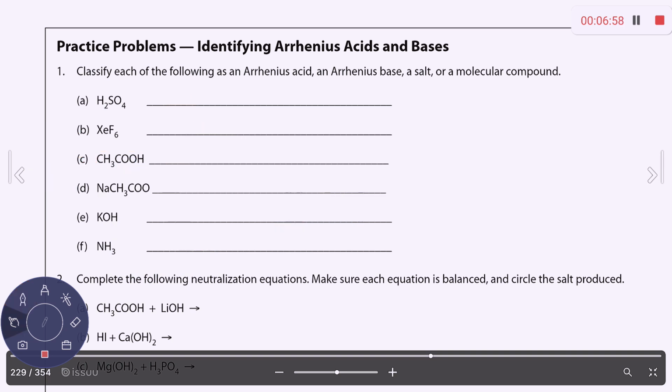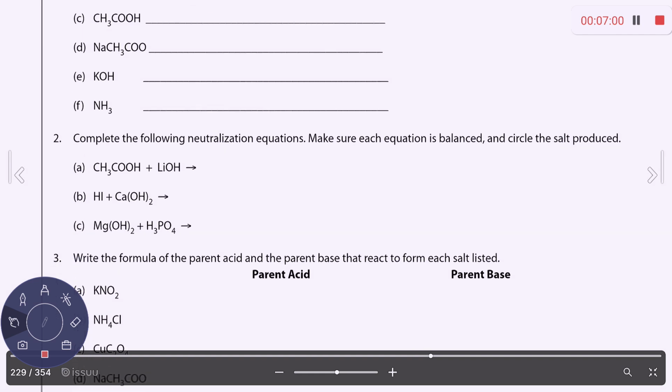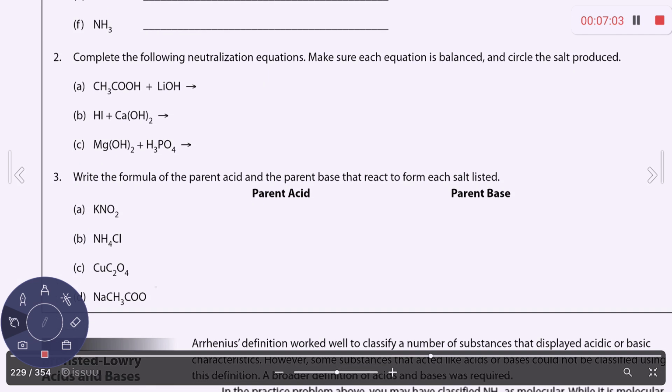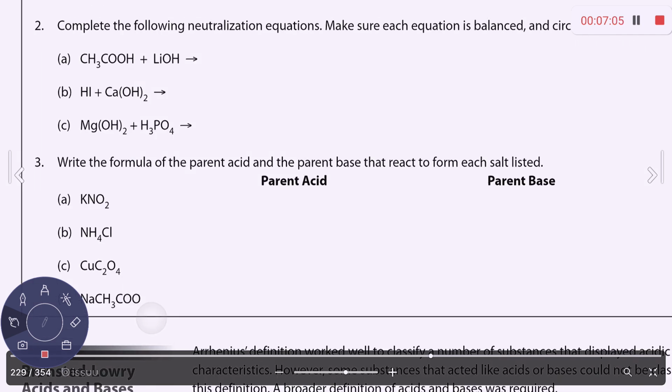They want us to complete these neutralization reactions and predict the salt produced. So what I want to do is let's take a look at C, and then we'll go on to number 3, and then we'll probably be ready for break. So remember, these are special types of double replacement reactions. Therefore, I would write them out in words first, then convert the words to the chemical formulas.